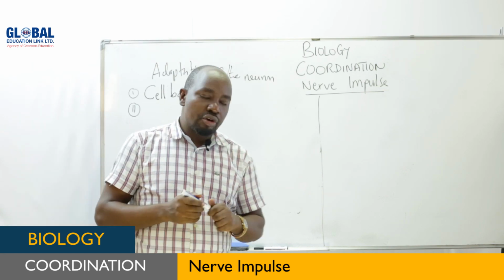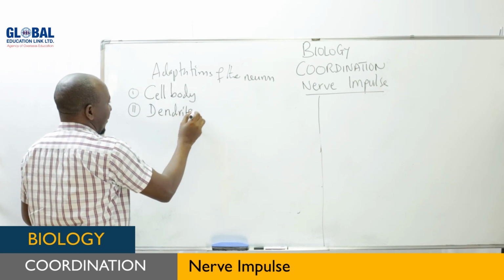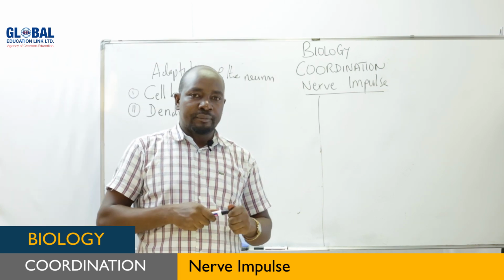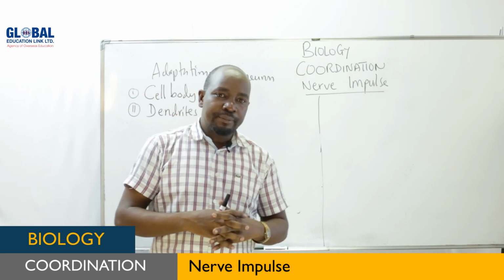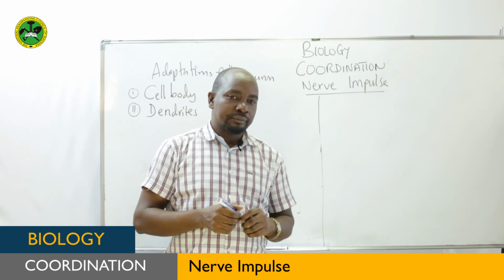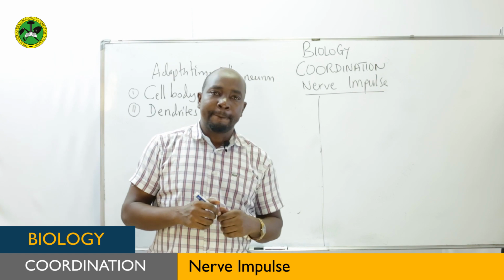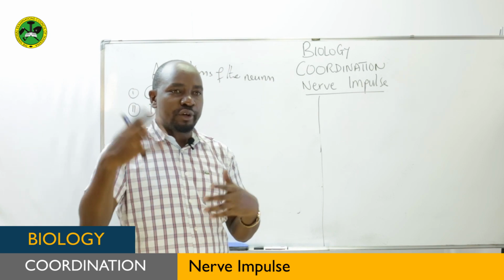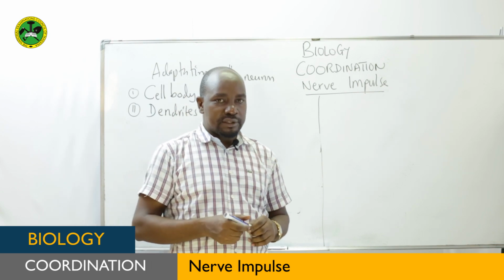Another thing, the neuron contains dendrites. The dendrites are projections from the cell body, whose major function is to receive the impulse and transmit it toward the cell body. So they are there to receive. The dendrites are very many in number, which increases the chances of carrying information from different sources to the cell body.